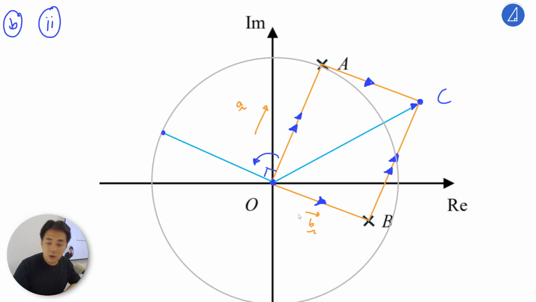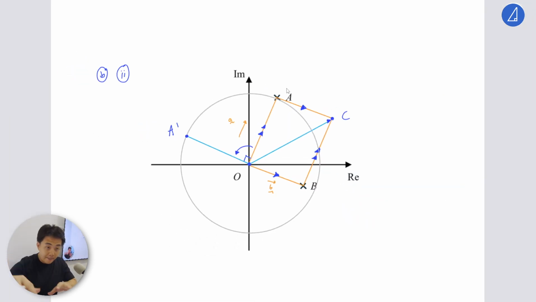You swing in the anti-clockwise direction from the origin. So then this guy will be A prime. You just take a compass, put it at the origin and at A, and draw a circle. It's obviously going to be the same modulus. Then you swing 90 degrees. That's it, you get your A prime like that. Easy. Then you do the same for C and B.